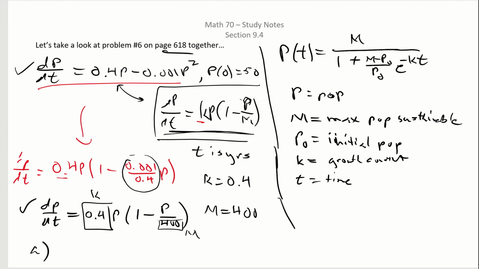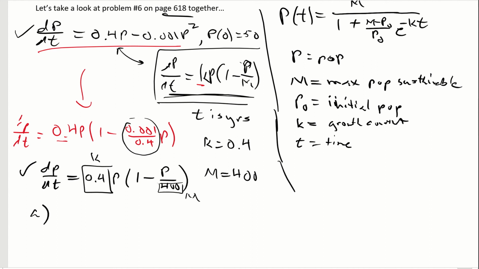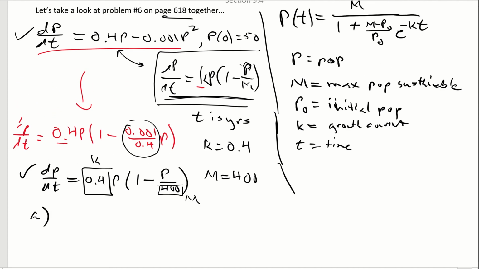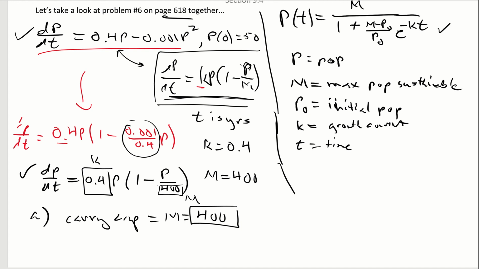Okay. They have a question. Part A is saying, what's the carrying capacity? That's m. The carrying capacity is m. So the carrying capacity equals m, which is equal to 400. Basically this is a study of the structure of not only just the equation to use over here on the right, but also its differential equation. Okay, so we found that.